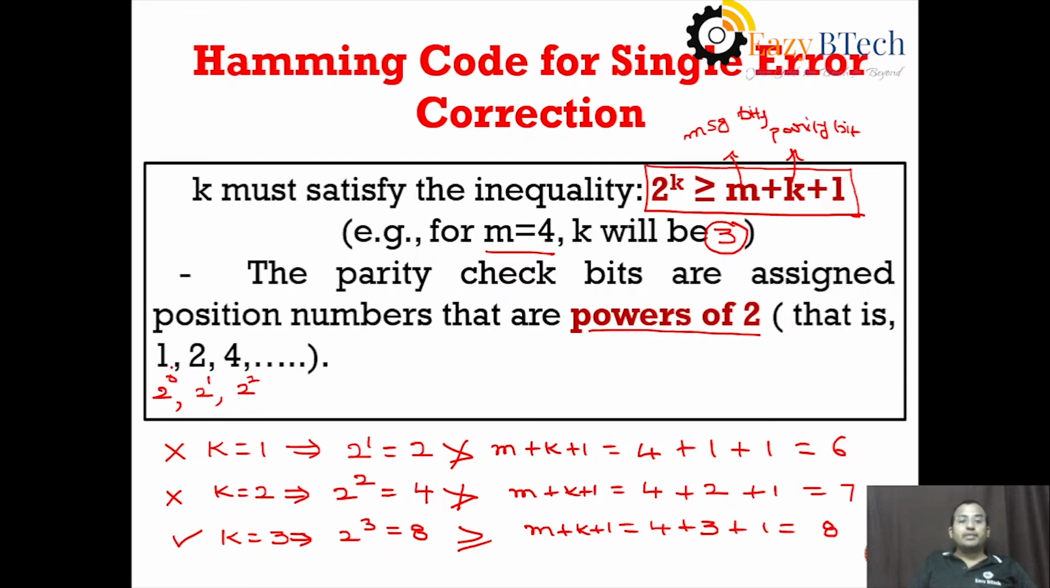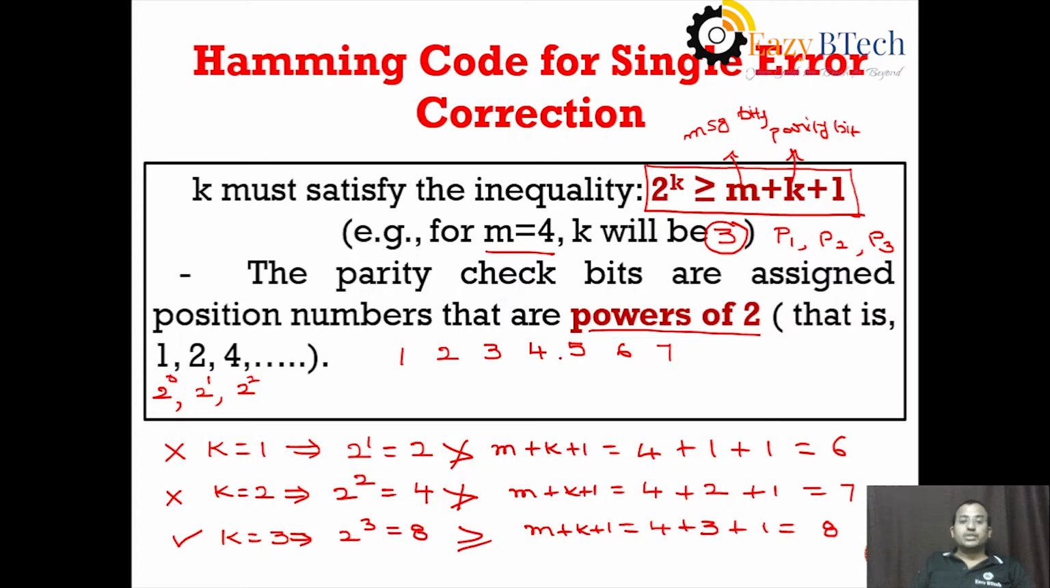The parity bits we have to place in these locations 1 to 4. For example, for this example m is equal to 4 and k is equal to 3, that means 3 parity bits p1, p2, p3. So what is the code word length? 4 plus 3, 7. So that means we will have 7 positions: 1, 2, 3, 4, 5, 6, 7.